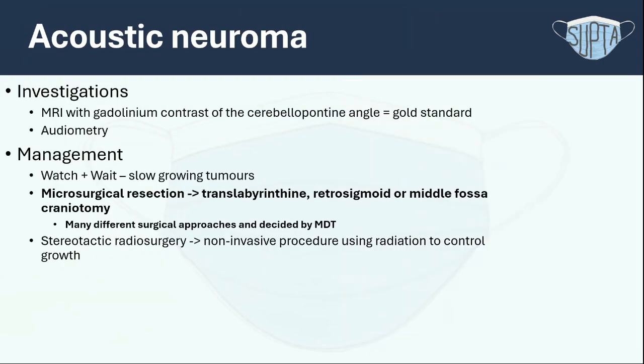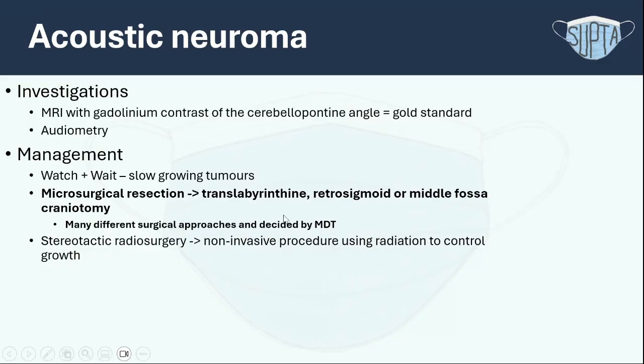For investigations, you want to do an MRI of the cerebellopontine angle, which is the gold standard, and then audiometry as well. For management, it tends to be watch and wait for a lot of people because these can be quite slow growing tumors. But if you were to operate, you could do microsurgical resections. So these are the kinds of approaches.